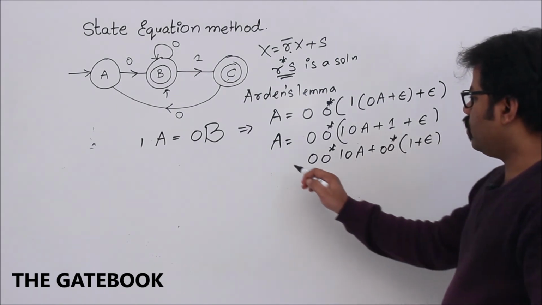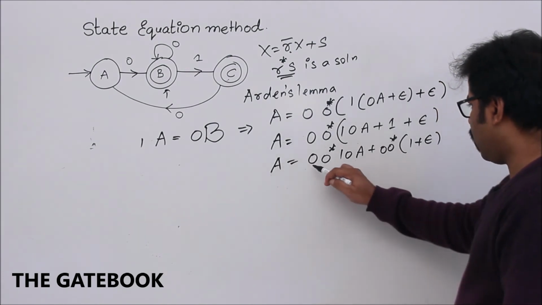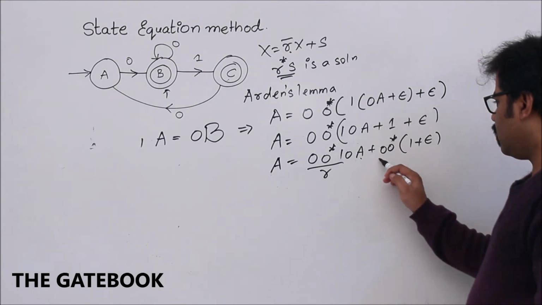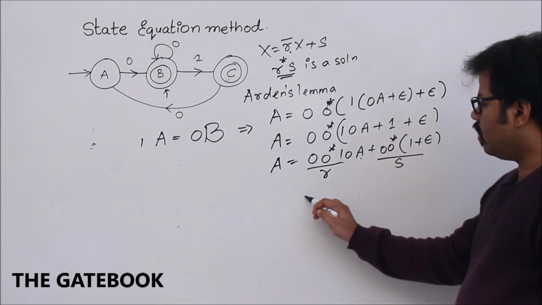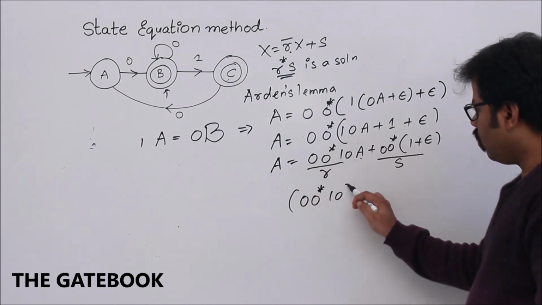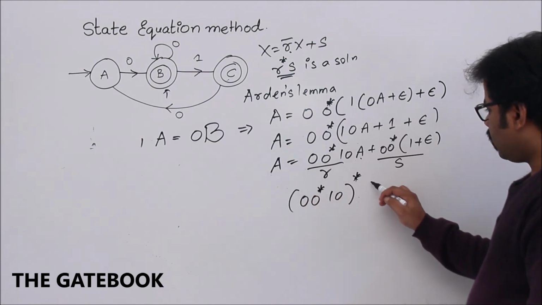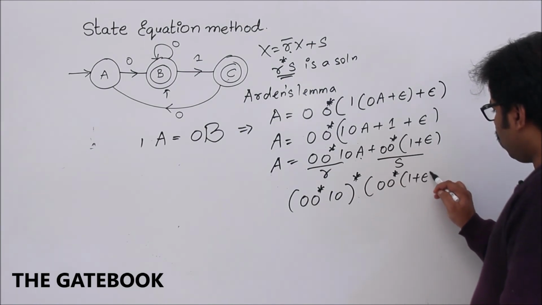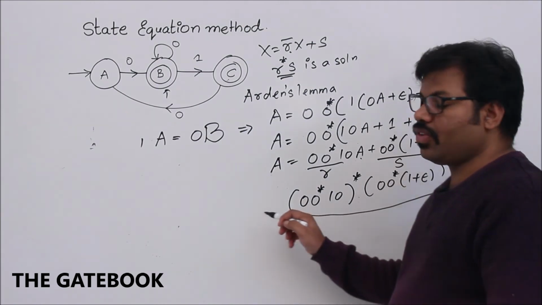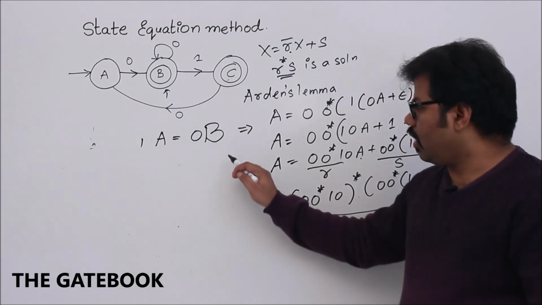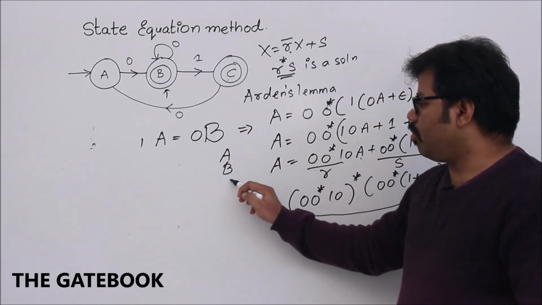Now you see a equal to 0, 0 star something dot a plus this one. Again Arden's lemma: this is r, this is s, so r star s. So (0, 0 star 1, 0) whole star dot s, which is 0, 0 star dot 1 plus epsilon. Of course you can further simplify it if you want, but that is not our ultimate goal. I wanted to write regular expressions for variables a, b, c.